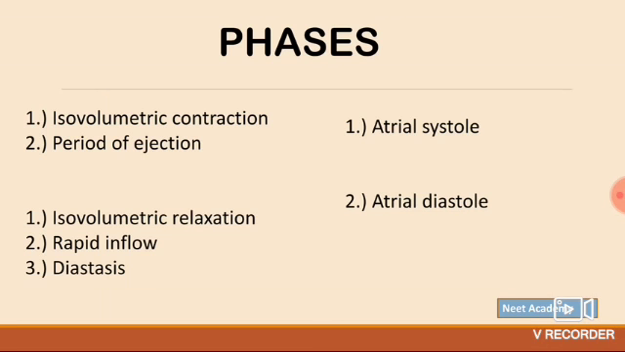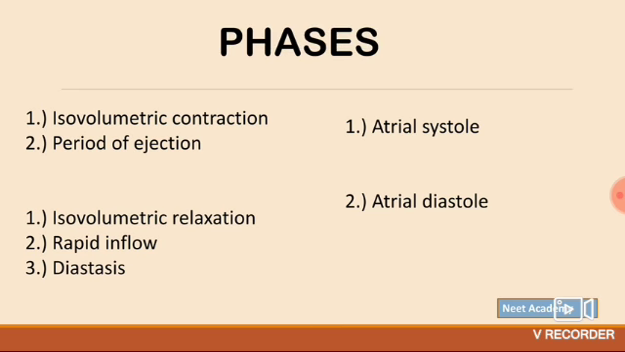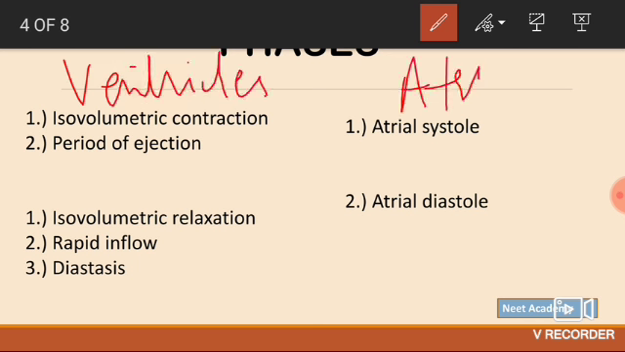Moving on to the next thing. Now the phases of the cardiac cycle. What we know is the cardiac cycle has two parts, the atrial part and the ventricular part. So here I have written all the names which you are confused with. I'll just explain everything. This side is about the ventricles, and this side is about the atria. Okay, we'll be discussing each.